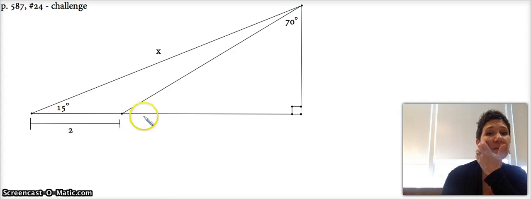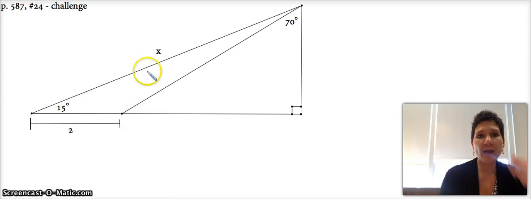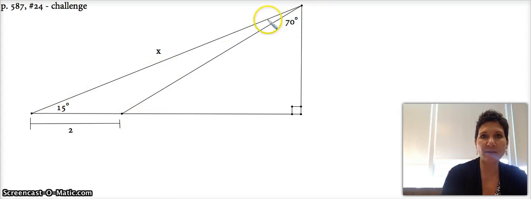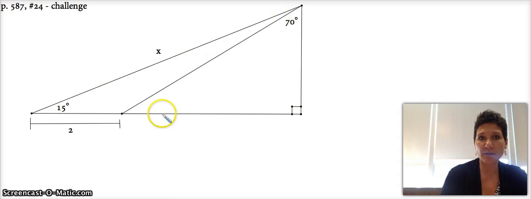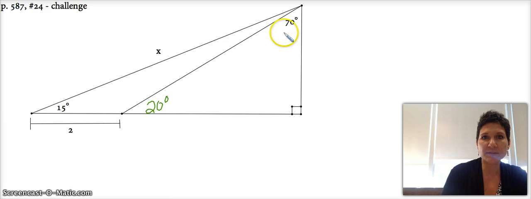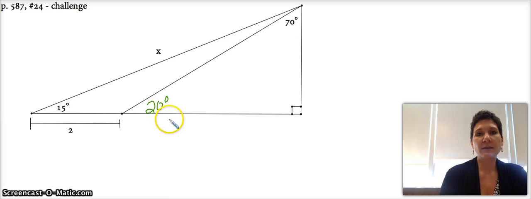All right, so here we have the diagram, and we have to find out what the length of this side right over here is. So there's a couple of things that we should take into account. Number one, we have two right triangles. We have this big right triangle over here, and then we have this other right triangle right over there. And the cool thing is I know that this angle in here is going to be 20 degrees because of the sum of the angles is 180.